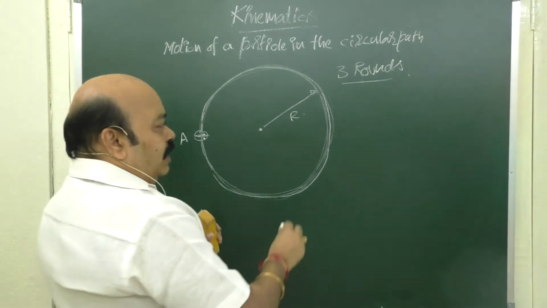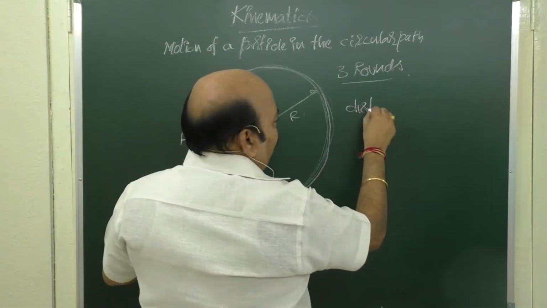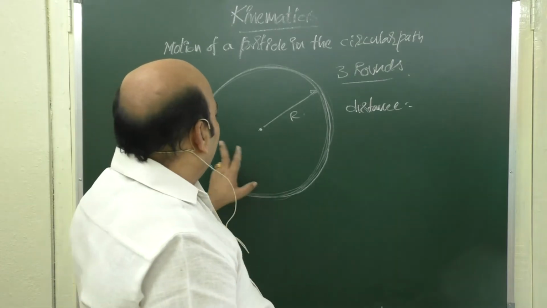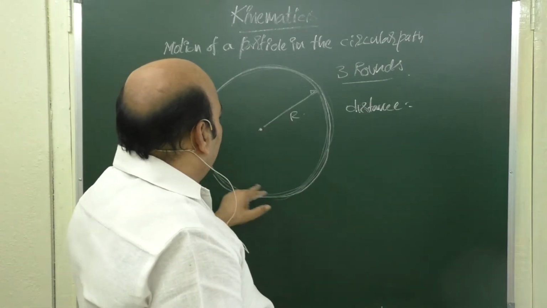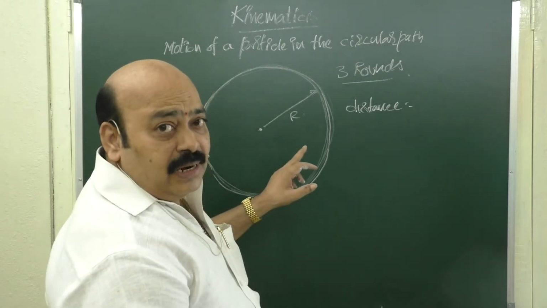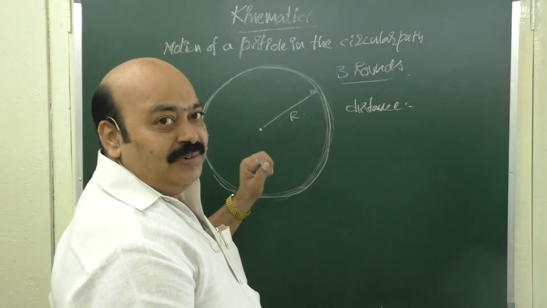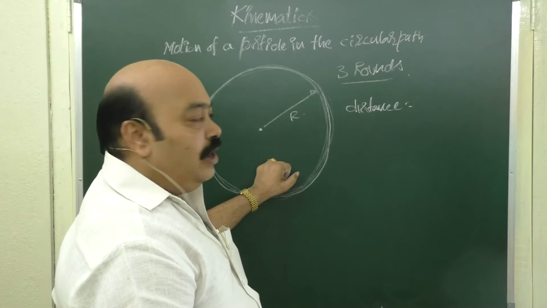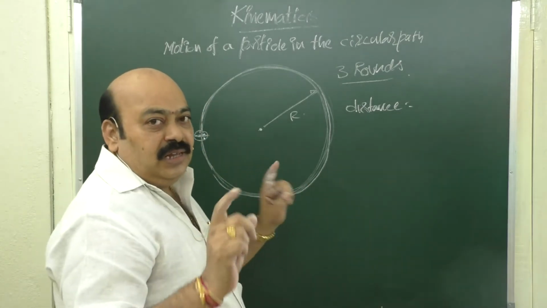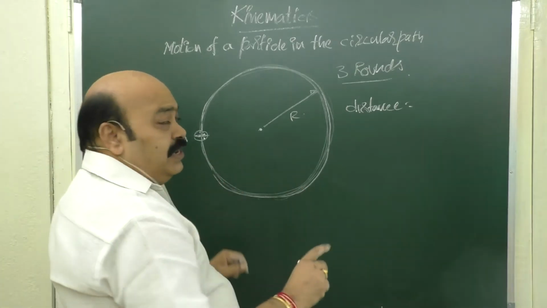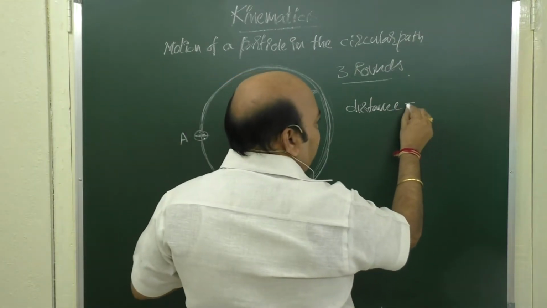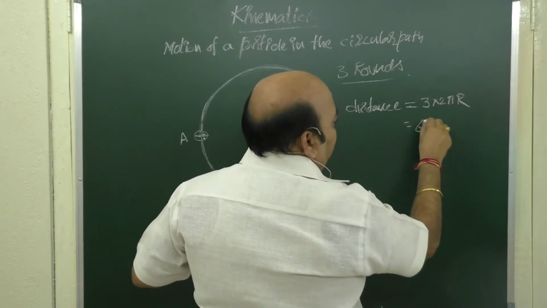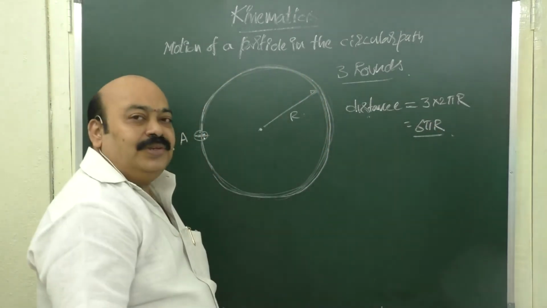In this case, what is the distance travelled? I think the majority of you can say this. When it completes 1 cycle, it is nothing but the circumference of the circle. This is your school knowledge. Circumference of the circle is nothing but 2 pi r, that is for 1 cycle. Since it completes 3, the distance travelled is 3 into 2 pi r. It is nothing but 6 pi r.